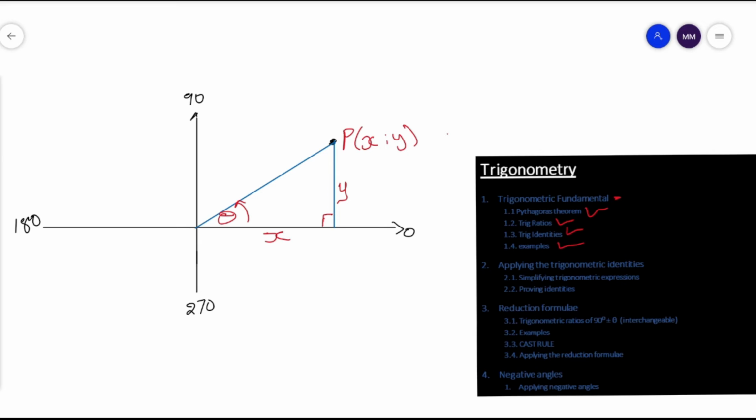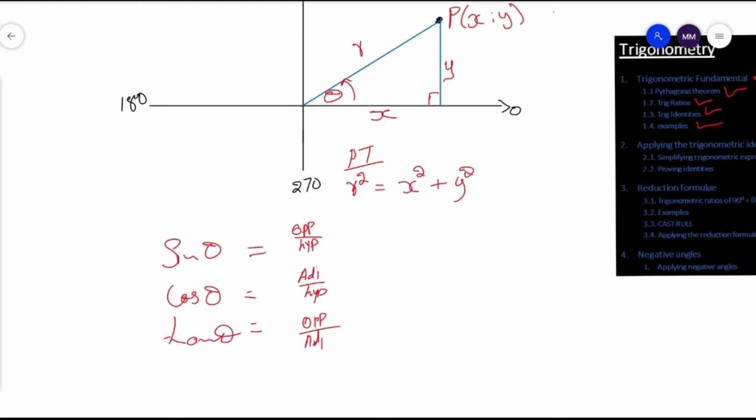And therefore, the longest distance, we'll call it r, which represents the hypotenuse. So what the Pythagoras theorem states in mathematical form is that the square of the hypotenuse is equal to the sum of the squares of each side, meaning the sum of the squares of x and y. Now, all that we need to do is to compute this in terms of this triangle over here.